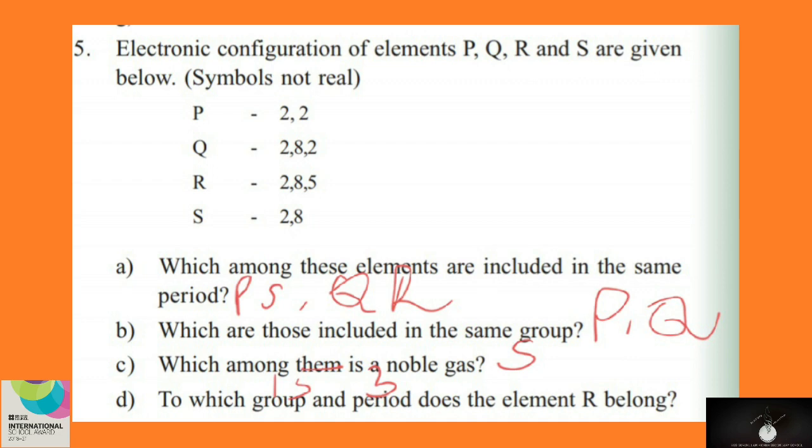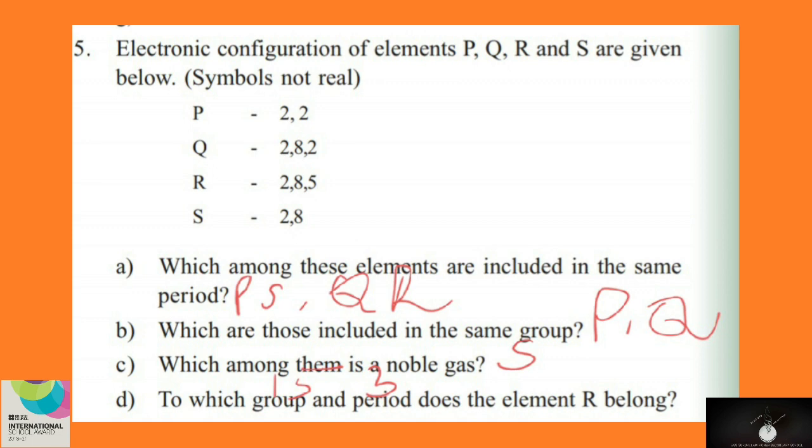Look at P. It has 2 shells, it belongs to second period. Q has 3 shells, so it belongs to third period. R has 3 shells, it belongs to third period. And S has 2 shells, so it belongs to second period. So we can write P and S belong to second period, Q and R belong to third period. So the answer is P and S, Q and R. Both the answers should be mentioned.